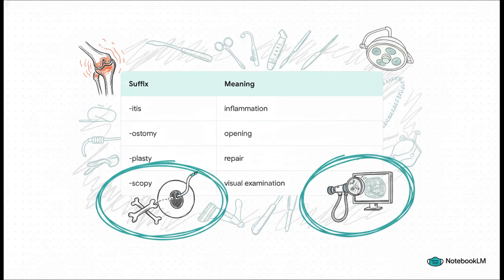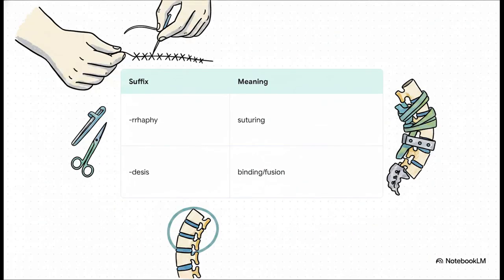Let's quickly review a few other common suffixes. Itis is inflammation, and ostomy is creating an opening, but I really need you to lock in on plasty, meaning surgical repair, and scopy, meaning visual examination. Honestly, you're going to see these two on your OR schedule almost every single day. Our final two suffixes are heavily action-oriented. Rrhaphy, and notice that spelling, the double R and the H, means suturing. And then absolutely vital for our spinal cases is desis, meaning binding or fusion. Whenever a joint or vertebrae needs to be permanently locked together, desis is the suffix you'll see.